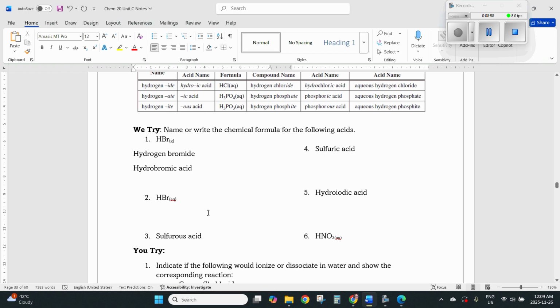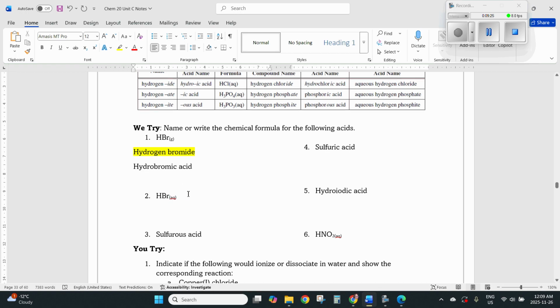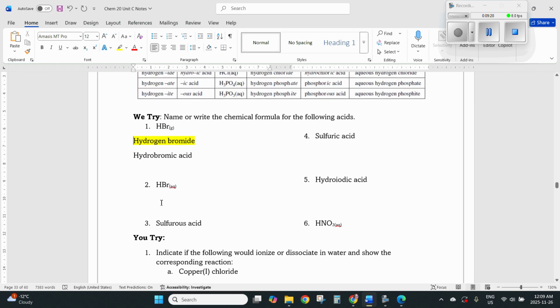I just realized I did that one wrong. I am really sorry. It says it's a gas. Since it's a gas, we do not use the acid name. See, it says gas here. So this one would stay as hydrogen bromide. You can highlight that. That one's hydrogen bromide. Everything I just did here is number 2. Since it says aqueous at the back, that one is representing the fact that we are an acid. So this one will be your hydrobromic acid.